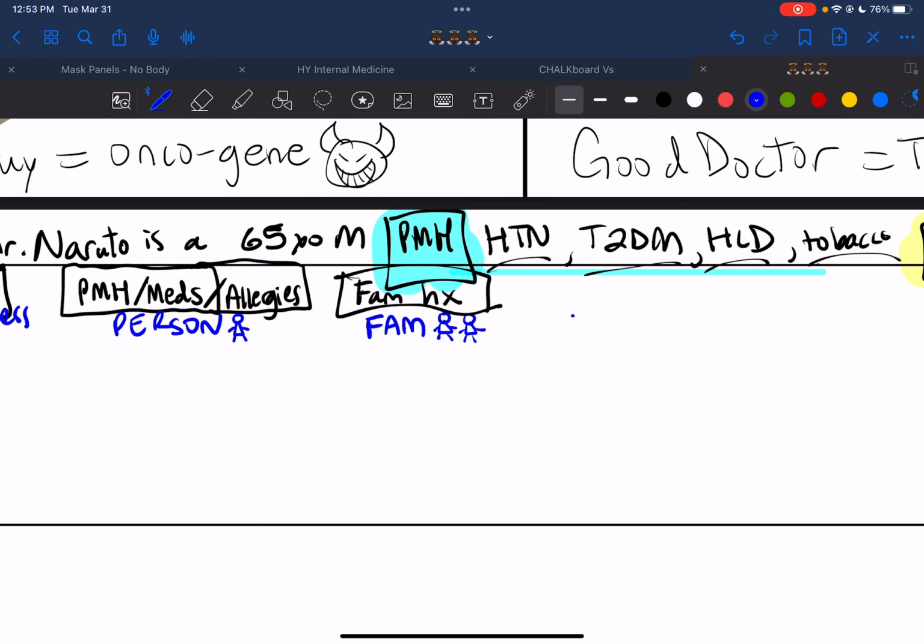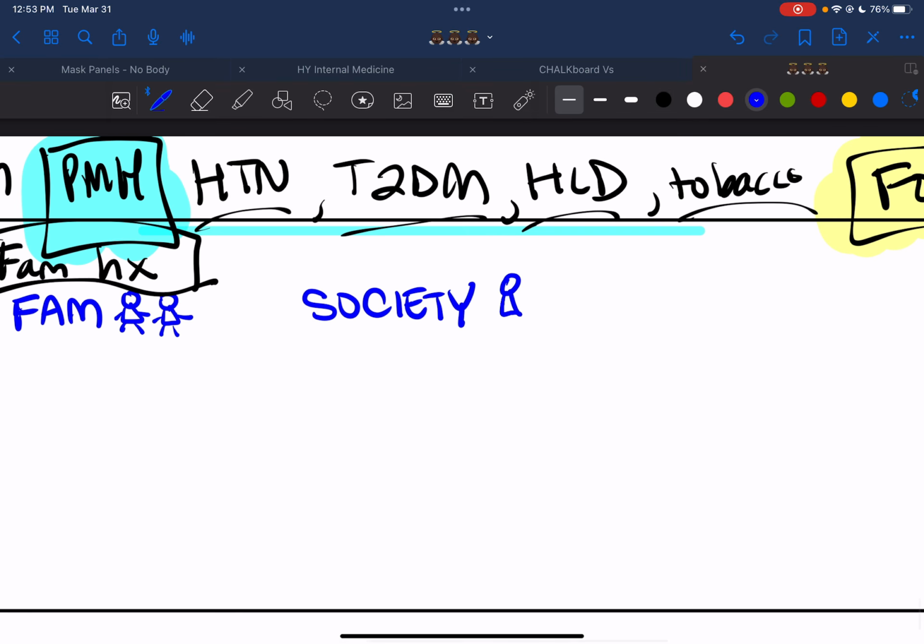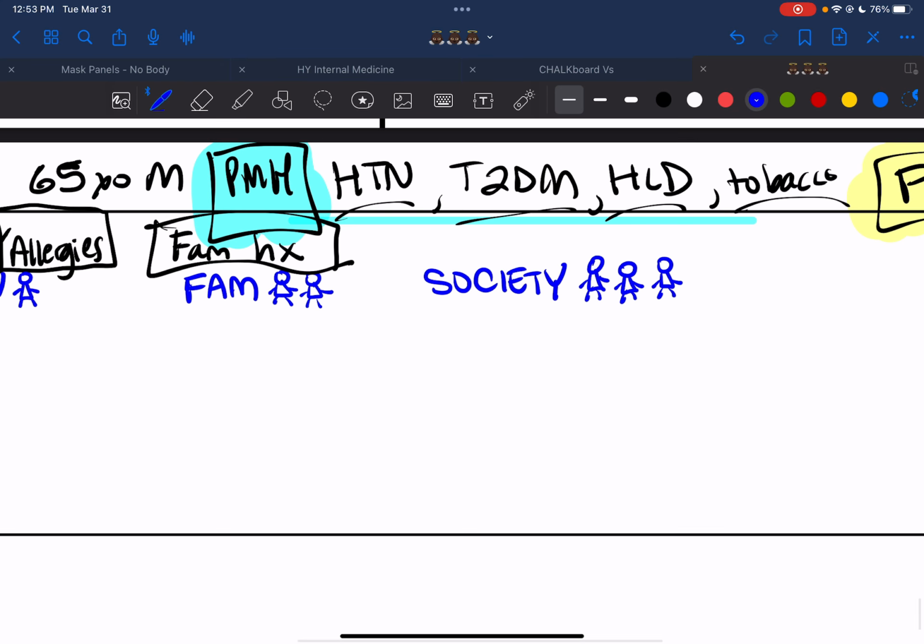Then the next level is even more people, the social history, right? You're not asking about the family, you're asking about the history of the society. That's what I tell myself to remember it. So I add 3 stick figures. Get it? So it's like the amount of people.